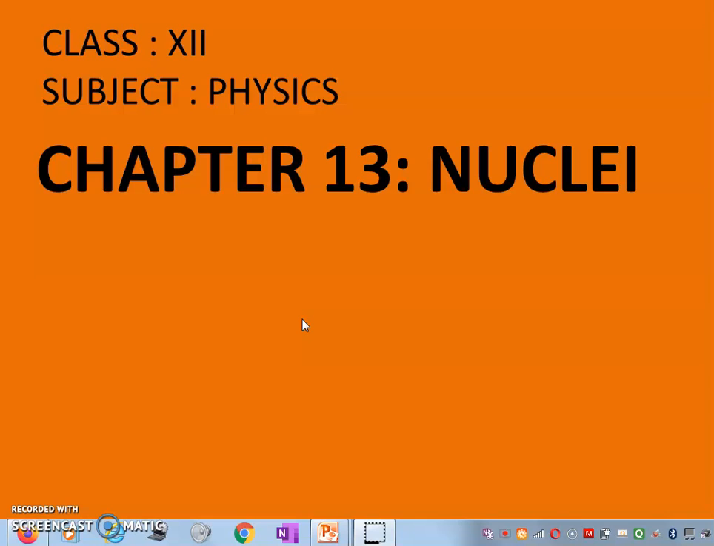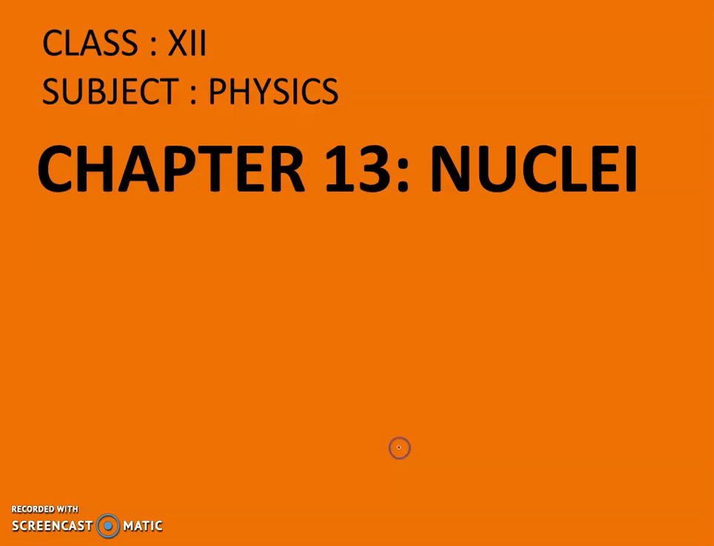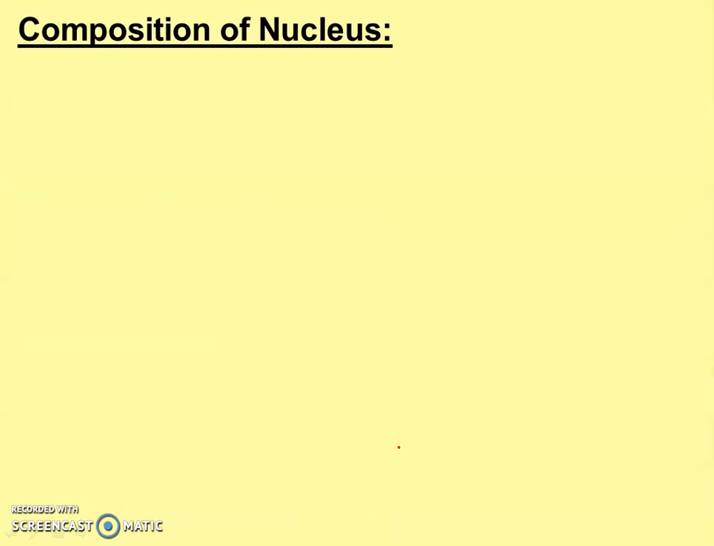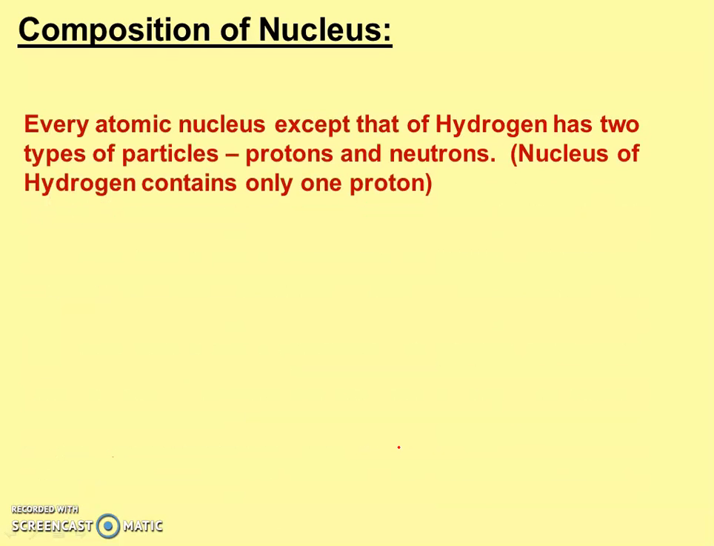This is chapter number 30, Nuclei. First of all, we should know what the composition of the nucleus is. Actually, the nucleus is made of neutrons and protons. Every atomic nucleus except hydrogen has two types of particles, protons and neutrons. The hydrogen nucleus contains only one proton. There is no neutron. That is 1H1.